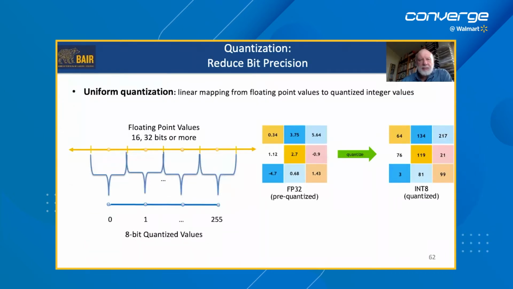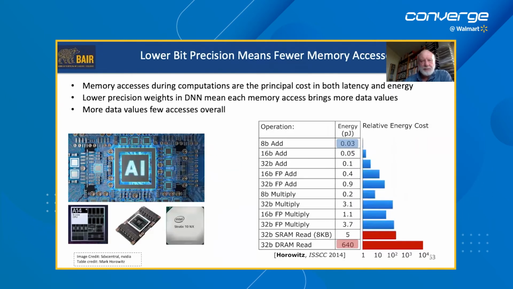So I'd like to start by talking about quantization. Uniform quantization is just a mapping from floating point values to quantized integer values. At the top here on the left, we see floating point values, which can take 16 or 32 bits or even more, down to 8 bits. And then on the right-hand side, we see, say, floating point 32 values with their corresponding int 8 values. The advantage here is obvious: you're reducing the number of bits required to store the same, say, weight or activation.